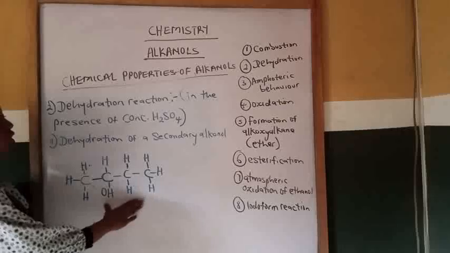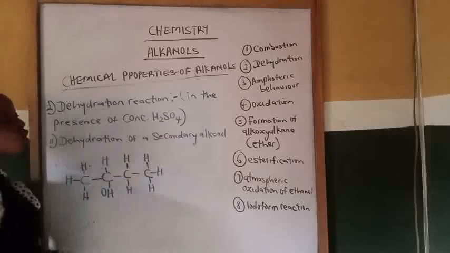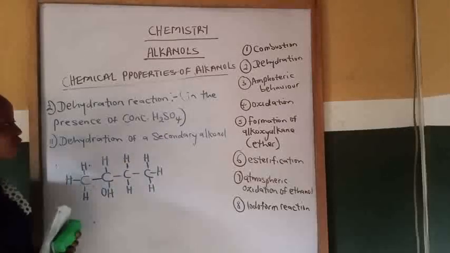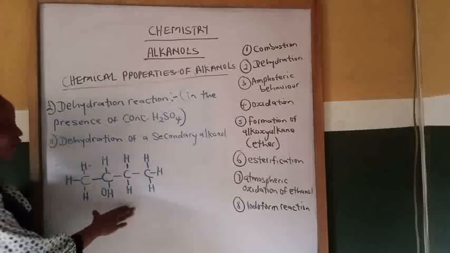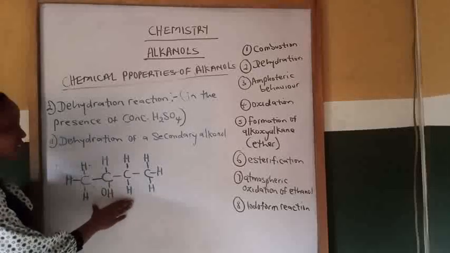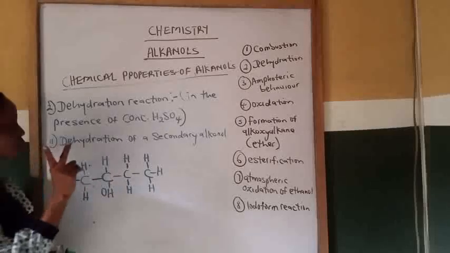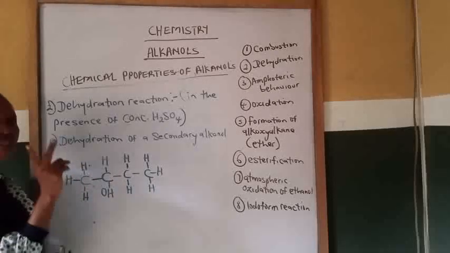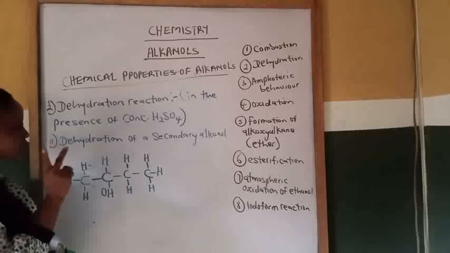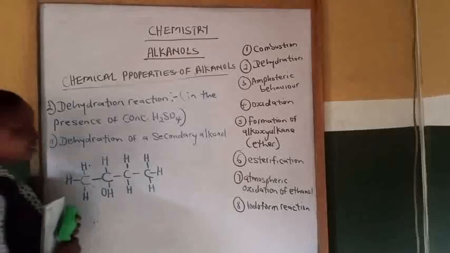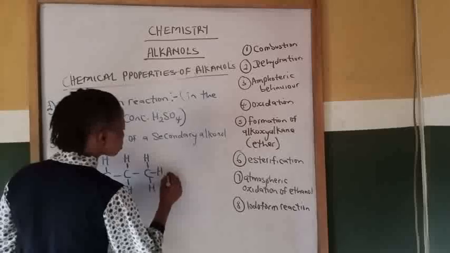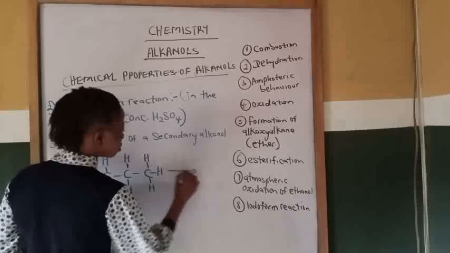So this is the structural formula for what? For a secondary alkanol. Then we want to dehydrate this secondary alkanol. In this structure, it is possible to have two products. It is possible to have 2 products. And let's see how it goes.